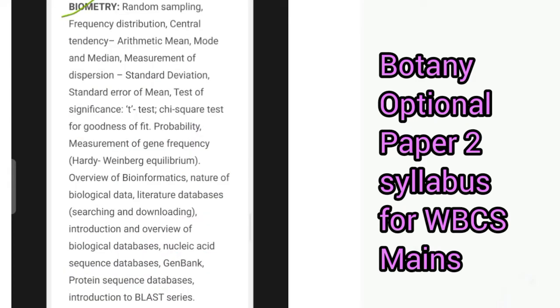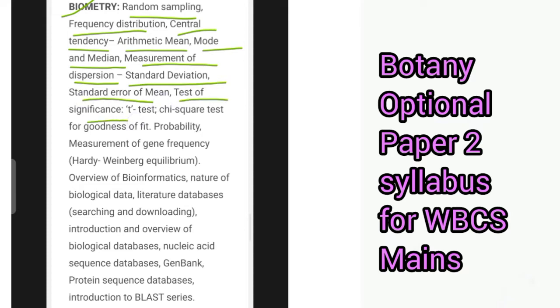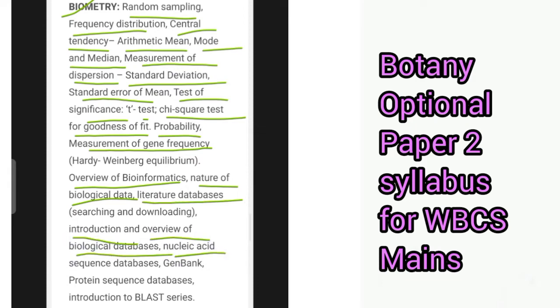Then we have biometry, where there is random sampling, frequency distribution, central tendency, arithmetic mean, median and mode. Then measurement of dispersion, standard deviation, standard error of mean, test of significance, t-test, chi-square test for goodness of fit, then probability, measurement of gene frequency, overview of bioinformatics, the nature of biological data, literature databases, then introduction and overview of biological databases, nucleic acid sequence databases, then GenBank, protein sequence databases, introduction to BLAST series.